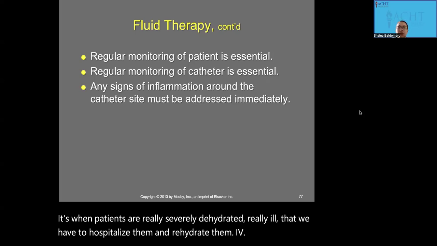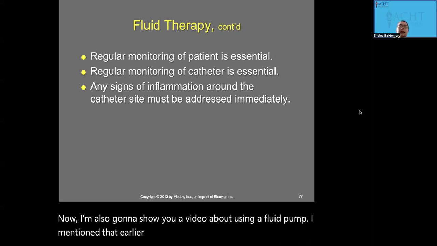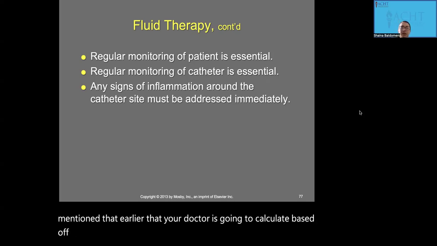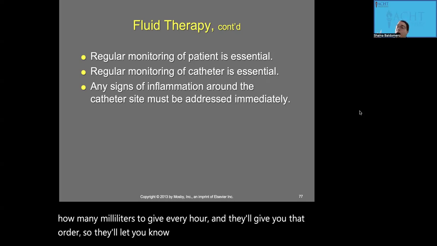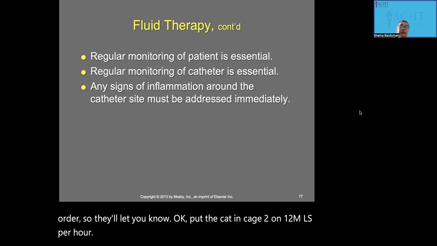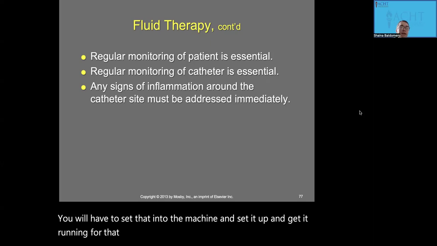Now, I'm also going to show you a video about using a fluid pump. I mentioned that earlier, that your doctor is going to calculate based off of the weight of the patient. They're then going to calculate how many milliliters to give every hour, and they'll give you that order. So they'll let you know, okay, put the cat in cage 2 on 12 mLs per hour. You will have to set that into the machine and set it up and get it running for that pet.